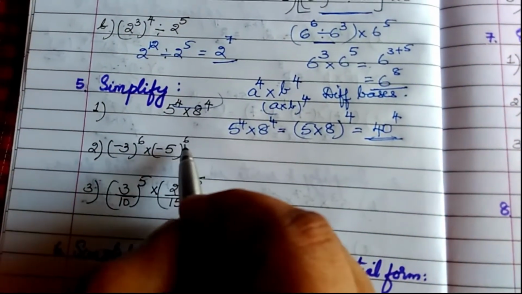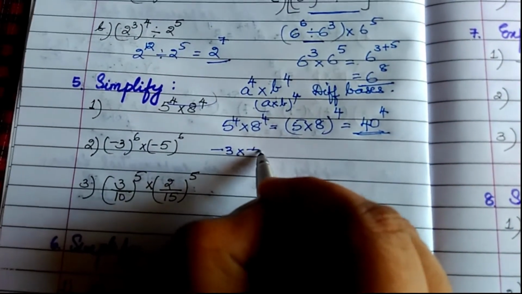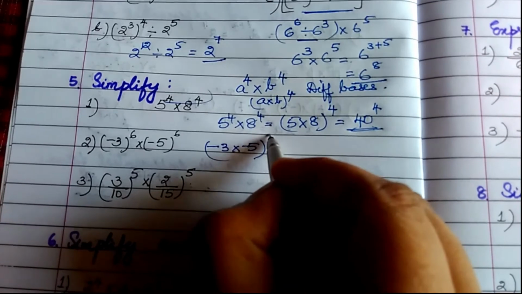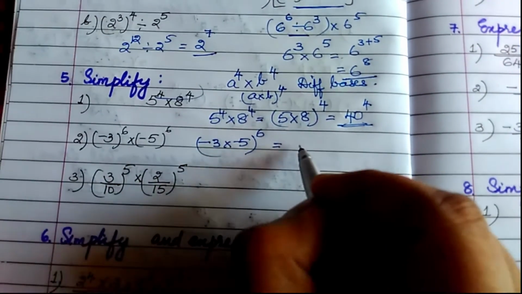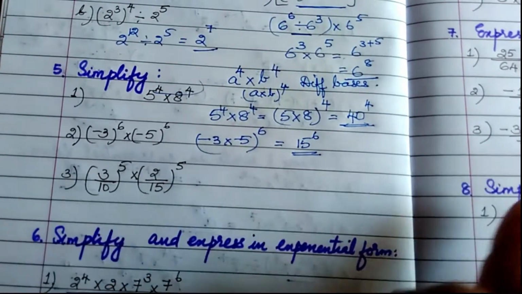Now here the powers are same and bases are different. So it is minus 3 into minus 5, both are integers, to the power 6. Minus of minus is plus. 3 into 5 is 15. So 15 to the power 6 is the answer.